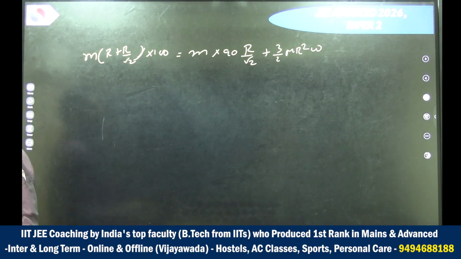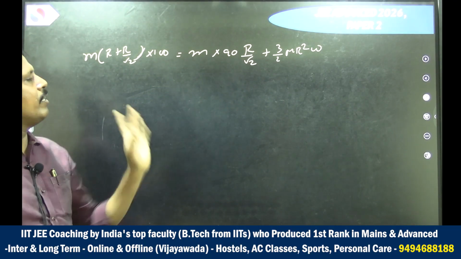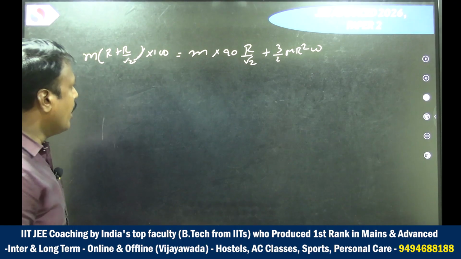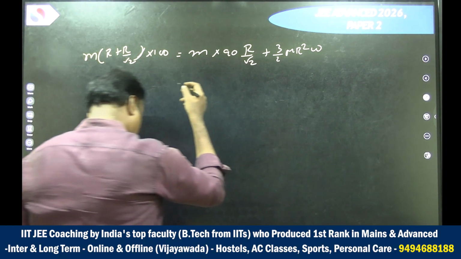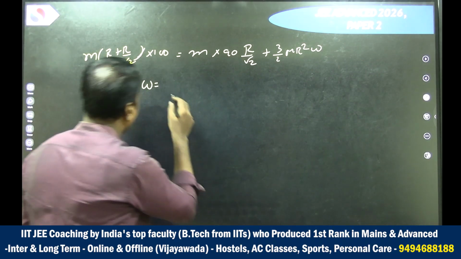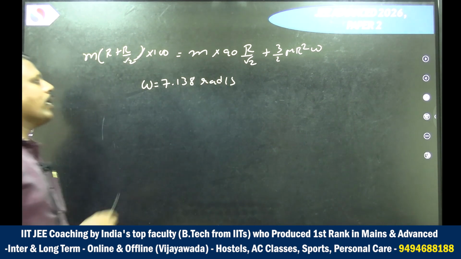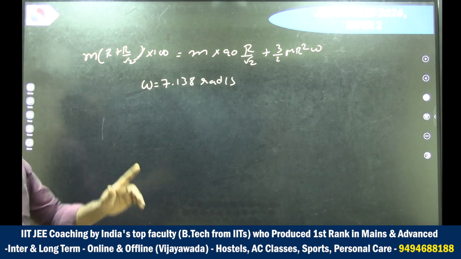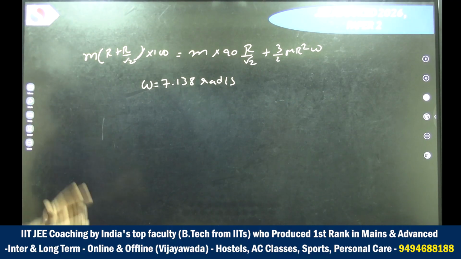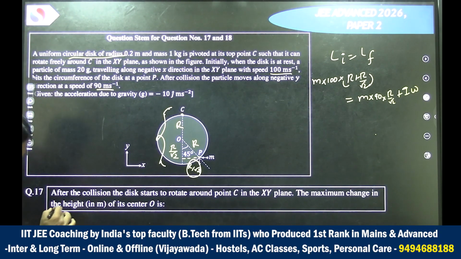As all the values are given, the radius, the mass small m of the particle, capital M of the disk, the radius of the disk, everything is given. If you do the calculation after simplification, we will get omega as around 7.138 radian per second. But the problem is not going to end there. Actually what they want in this particular problem is the maximum change in height of the center O.